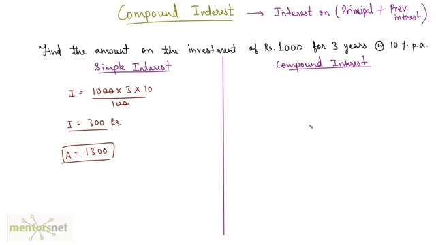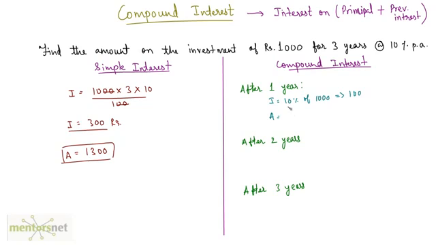Now let us turn towards compound interest. Compound interest is calculated for each year, right? So for the first year, the interest will be calculated on the principal plus the previous year's interest. For the first year there will be no previous year's interest, right? So the interest is calculated at 10% per annum, so 10% of 1000, which is equal to 100 rupees. Now the amount will be the principal plus the interest, 1000 plus 100, so 1100 is the amount after the first year.